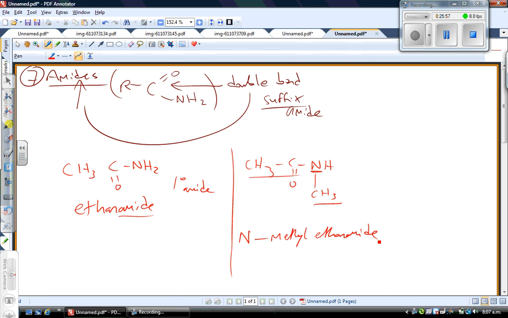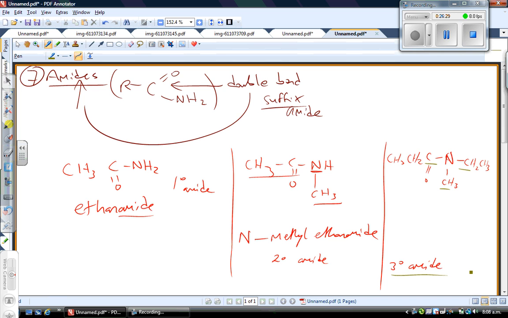So N-methyl ethanamide. And I'll give you one example of a tertiary, so that was a secondary amide. One example of a tertiary amide would be the following. We just draw it down, CH3, CH2, C double bond O, and the nitrogen is now here, and the nitrogen in this case has 3 carbons, and I'll just identify those for you. So it has 1, 2, and 3 carbons stuck onto it, so it's a tertiary amide.